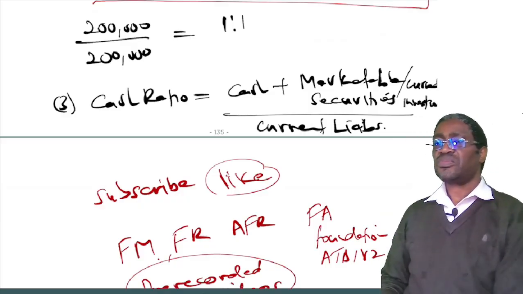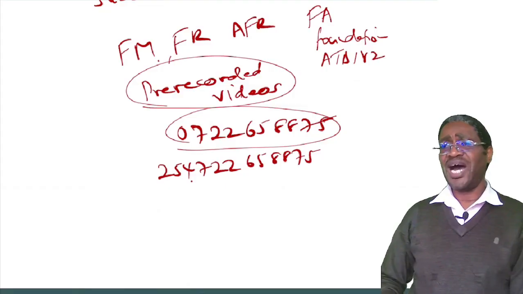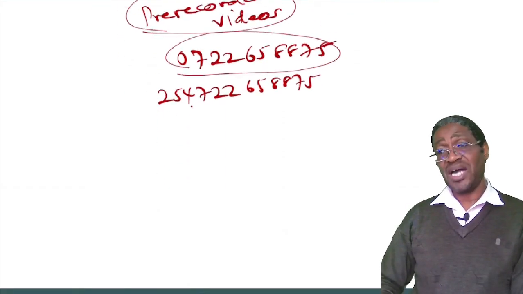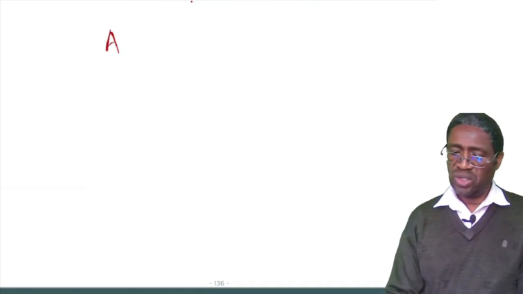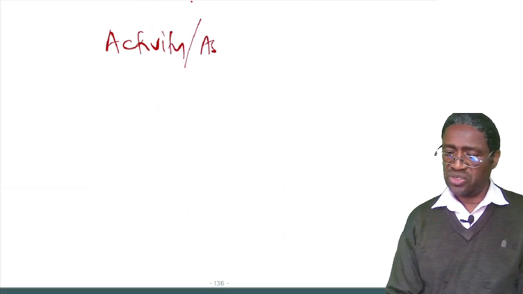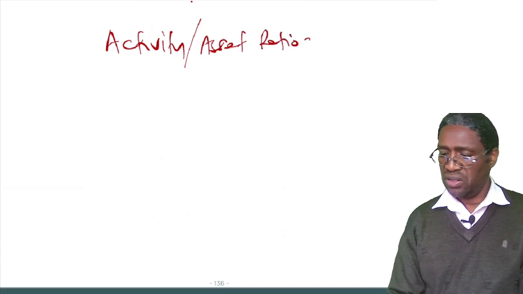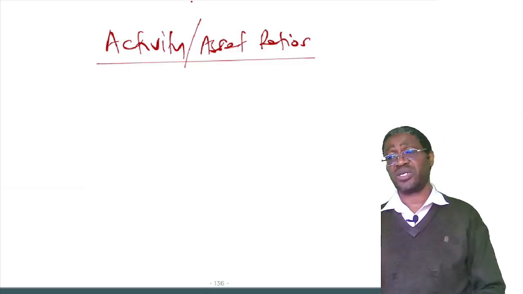Okay. So we now go to the second category of ratios, which we have called activity or asset ratios. Let me introduce it again. We want to discuss the activity ratios. Now, let me introduce them. First, we need to know what's the purpose of these ratios.